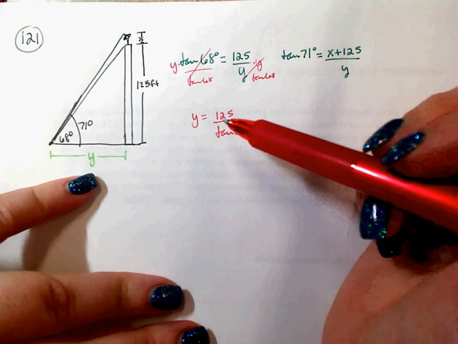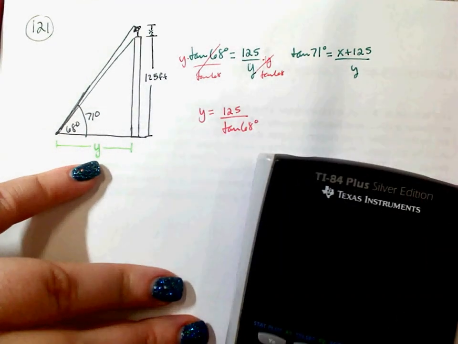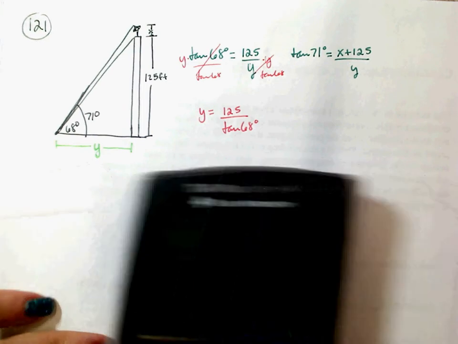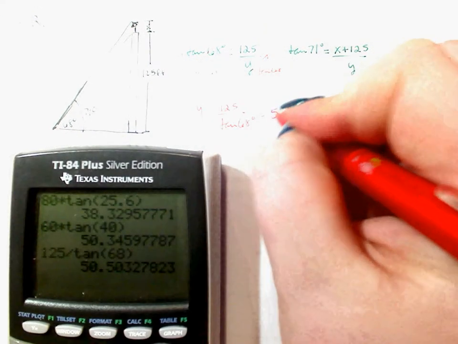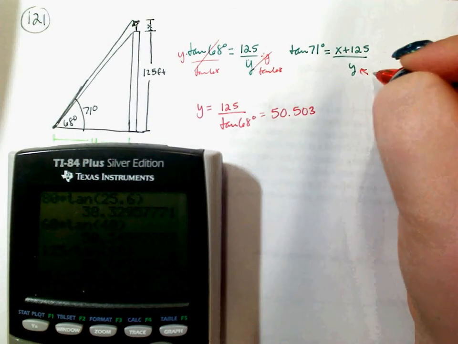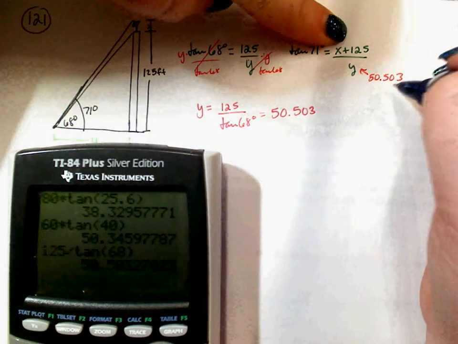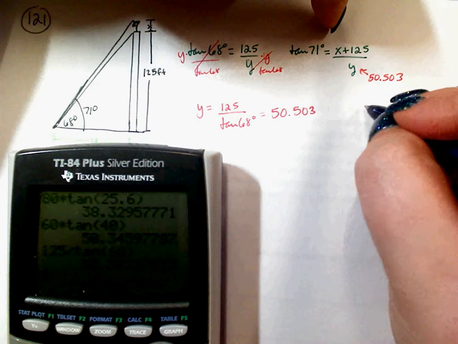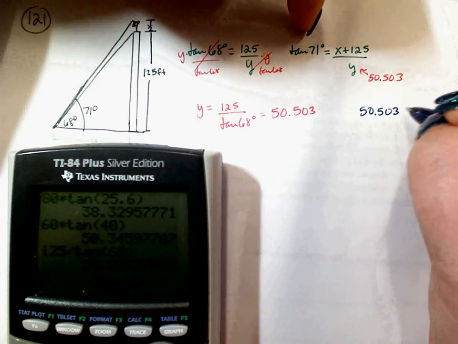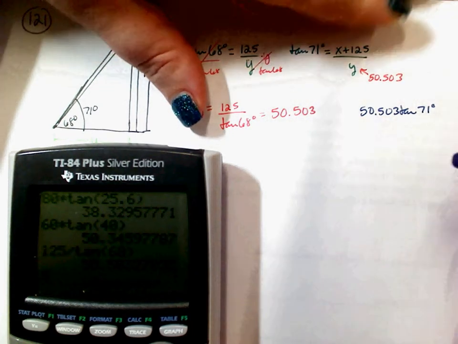So 125 divided by tangent of 68, which is 50.503. Yeah. So if I let that be 50.503, then to solve for x, all I'm going to do is multiply by this and subtract that. So 50.503 times tangent of 71, and then subtract 125. And what is x?